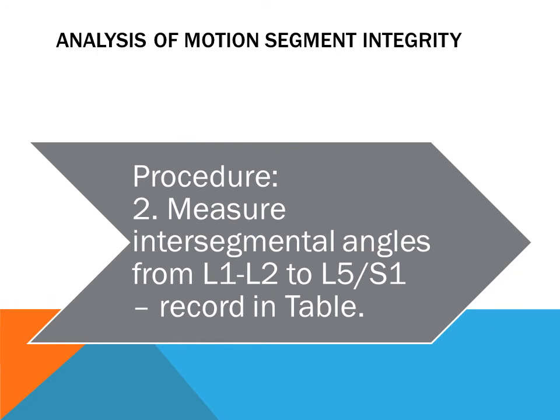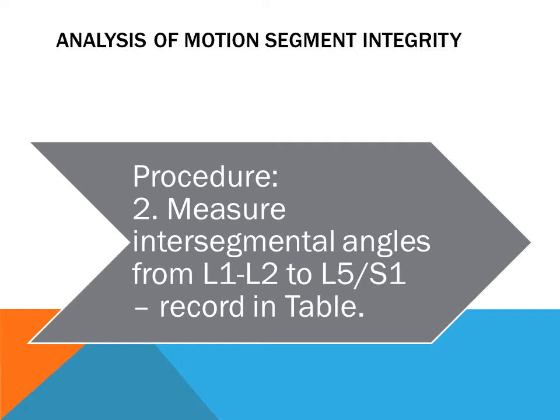Once we have the global lumbar lordosis angle in the neutral lateral position, we then measure the intersegmental angles, beginning with the angle between L1, L2, then the angle between L2, L3, then the angle between L3, L4, etc., down to L5, S1, and record those measurements also in column 1 of your table.